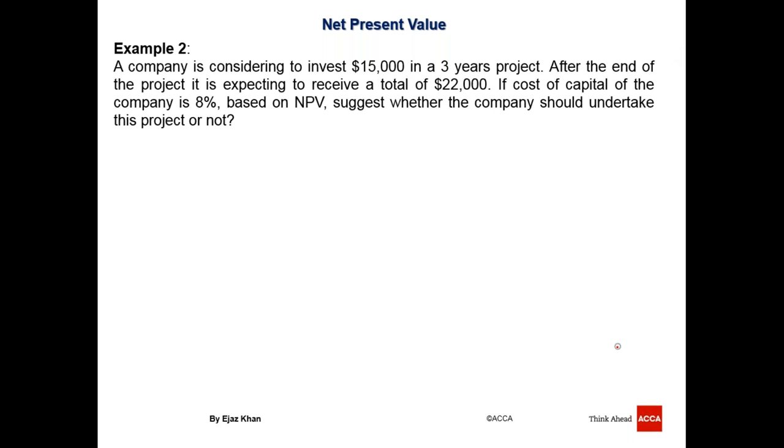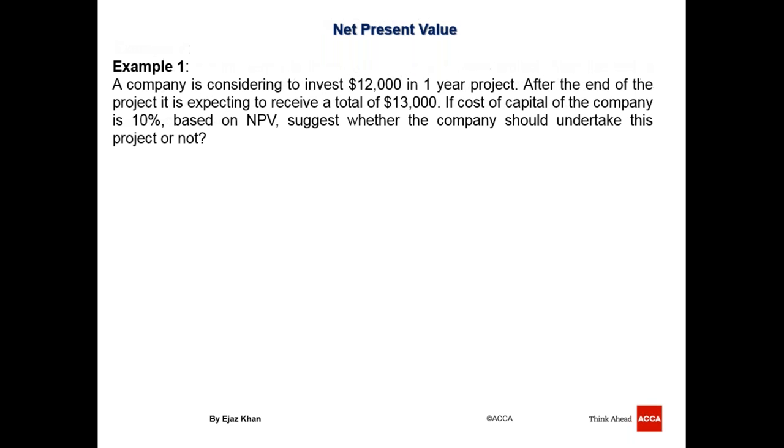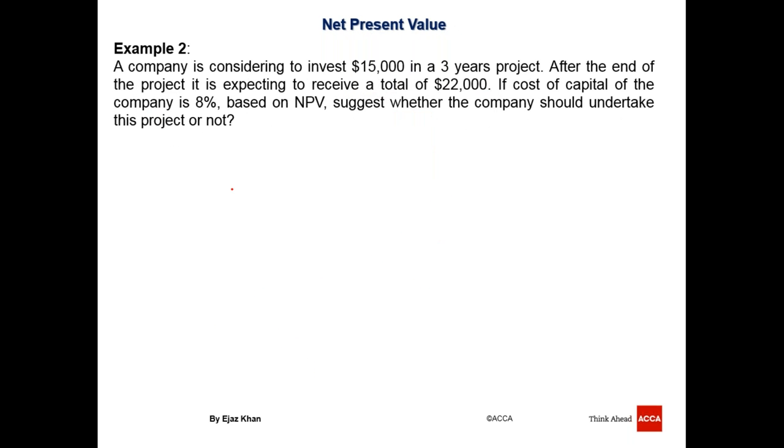Hi, I'm back. The amount to be received in 3 years' time is $22,000. The rate of return required is 8%, so just put 1.08. And since it's a 3 years project, we'll put minus three. So what's the present value of $22,000?